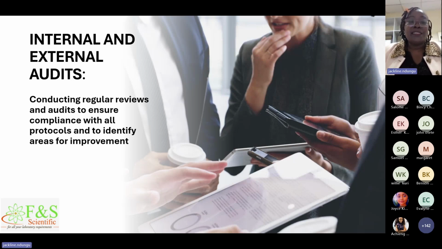So audits, you need to do it for your IQC, for your quality management system. When you audit, when you review, and sometimes some people will tell you they're bench audits. When you look at what is happening on the ground, you will really understand exactly if people are complying or not complying. One, with the protocols, that is the SOPs. And two, you'll also identify areas and check for points of improvement.